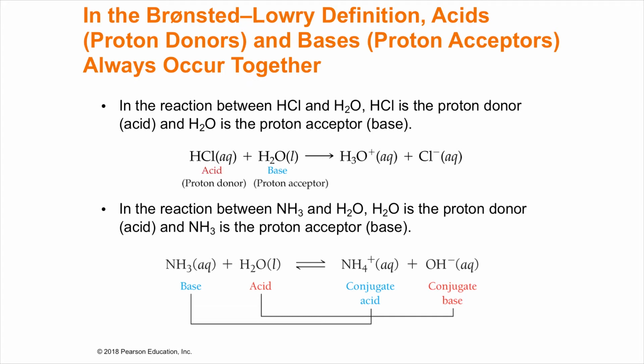In this bottom example, and in the top example too, the right side of the equation, if we just look at those products, we give them a different name. So NH3 became NH4+. Well, it can now donate a proton. It's got an extra one that it could give away. And so we could classify NH4+ as an acid. But here we're going to call it a conjugate acid because it came from or was conjugated from the base.